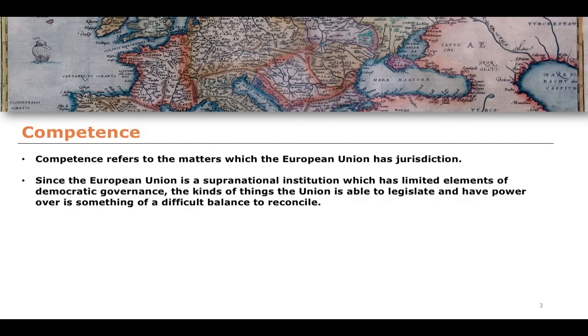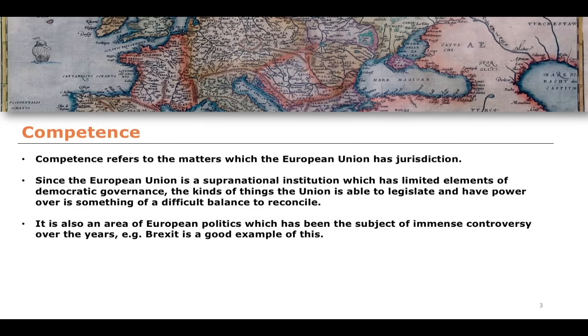Since it is a supranational institution, it has limited elements of democratic governance as well. One of the major critiques of the European Union is how democratic it may or may not be, or at least the lack of democratic institutions. It's a little bit more complicated than that, but fundamentally, in some cases, it's not as democratic as the states which form it and regulate it. And so the kinds of things that the Union is able to legislate and have power over is a difficult balance to reconcile. In the era of European politics, there has been a lot of controversy in relation to the kinds of things that the European Union should and should not have jurisdiction over. Brexit is, of course, one of the main examples of this.